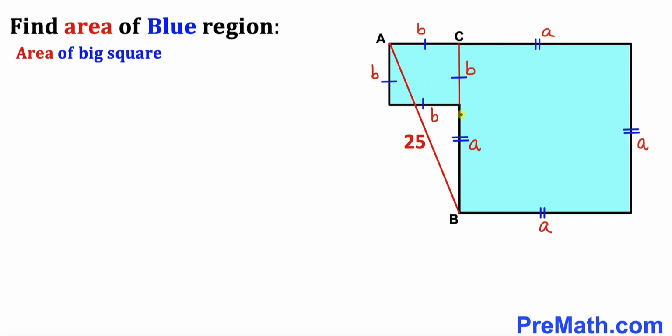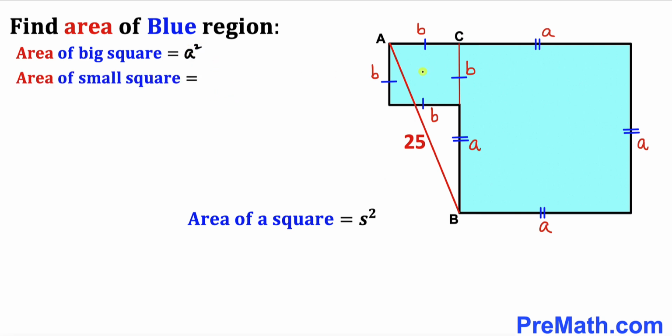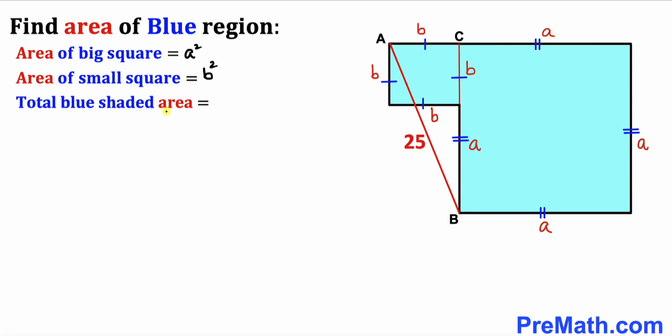Let's calculate the area of this big square. Now let's recall the area of a square formula: area equals S squared, where S represents the side length of the square. So the area of this big square is simply A squared. Likewise, the area of this small square is B squared. So the total blue shaded area is the sum of these two individual areas, that's A squared plus B squared. Now our task is to find the value of A squared plus B squared.